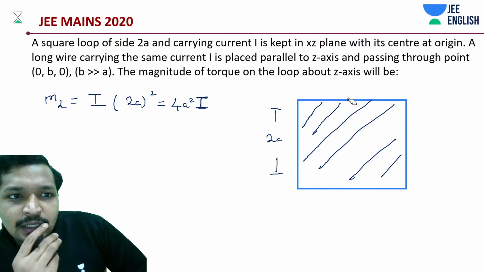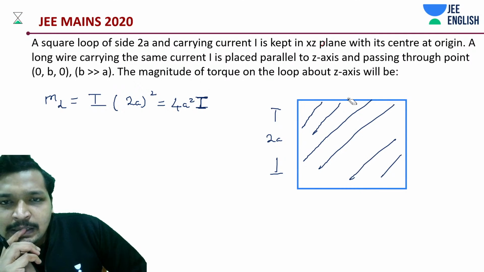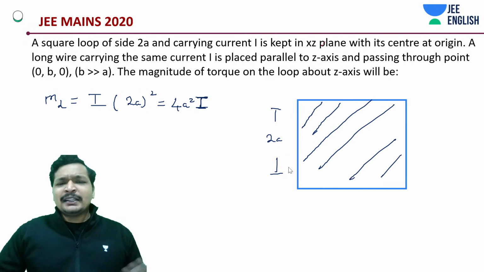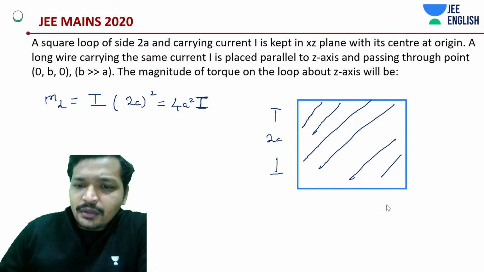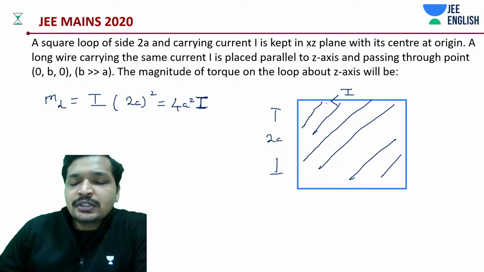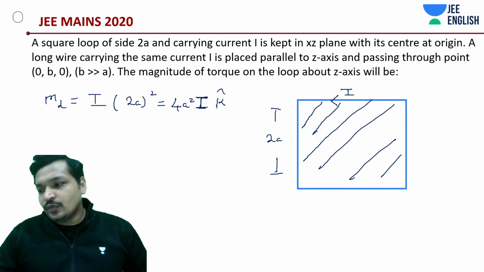Just a moment. A square loop carrying current I is given. Direction is not set, so we'll temporarily take this to be the direction of the current. Means the moment is going to be in the K cap direction.